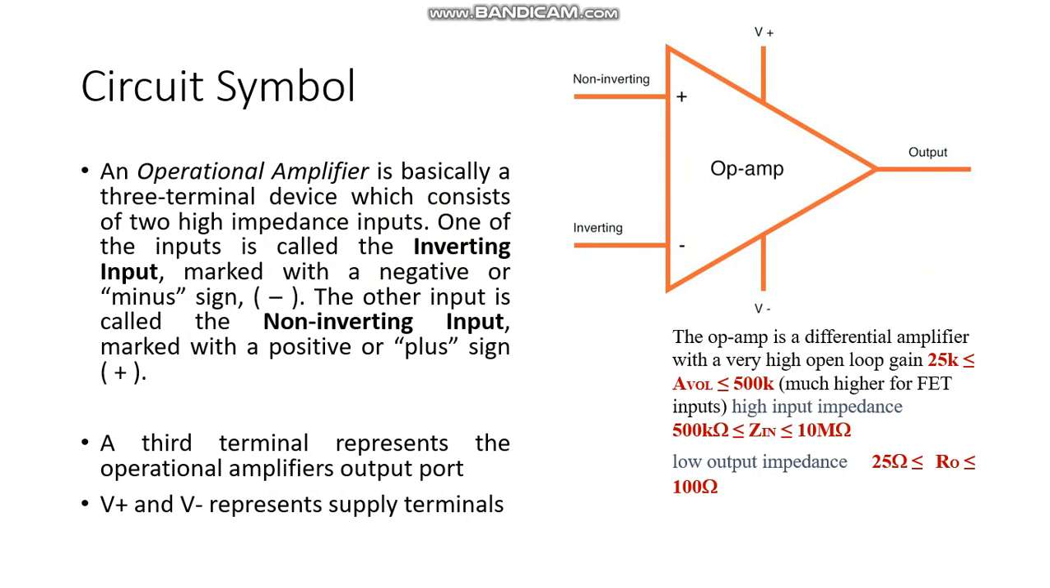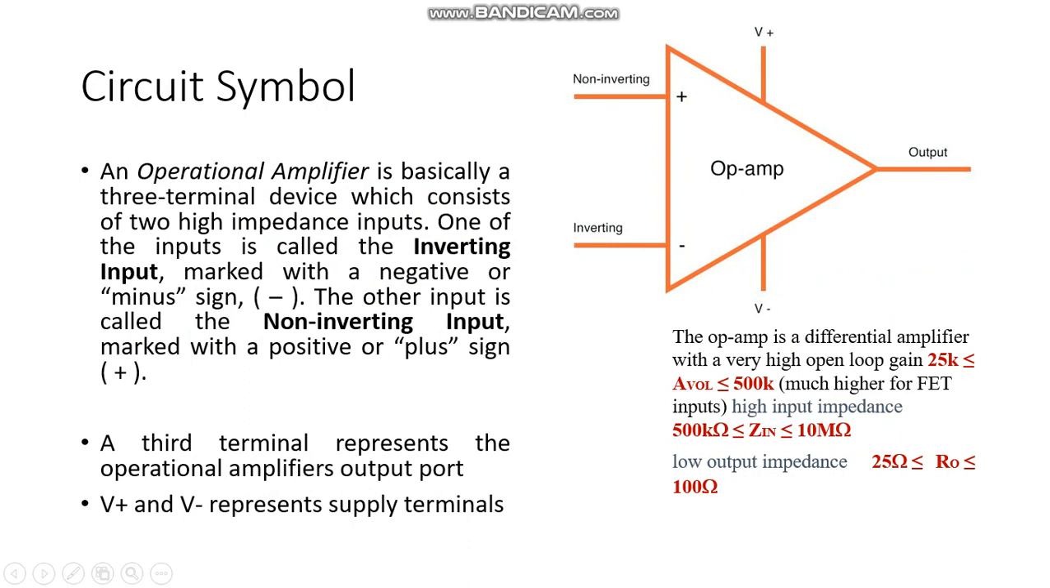This is the circuit symbol of an op-amp, operational amplifier. An operational amplifier is basically a three-terminal device. So these three terminals are important. Two are the inverting and non-inverting terminals. The third one is the output terminal. Plus for non-inverting, minus for inverting. And V plus and V minus denote the supply to this op-amp. You have to give some supply voltage in order to make this IC work.